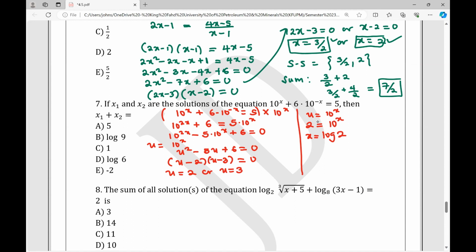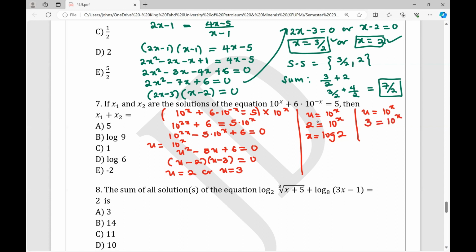Log of 2. Yes. Now, what is the second one? The second one is if you take u to be 3. What is u? No, remember u is 10 to power x. But we can take u to be 3, so it means 3 is 10 to power x. So it means x is just log of what? Log of 3. So let's call this one x1.